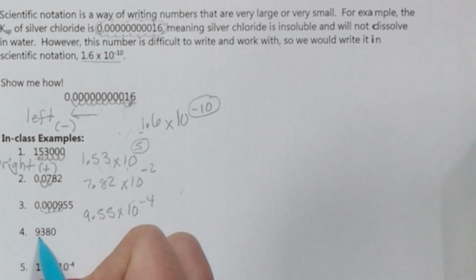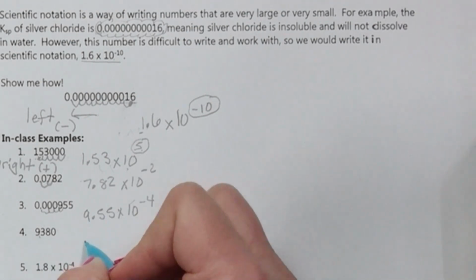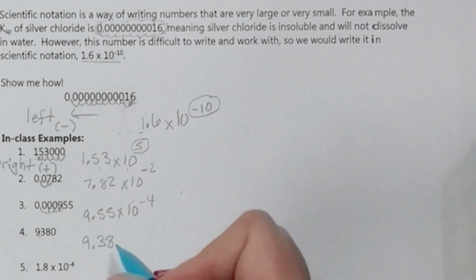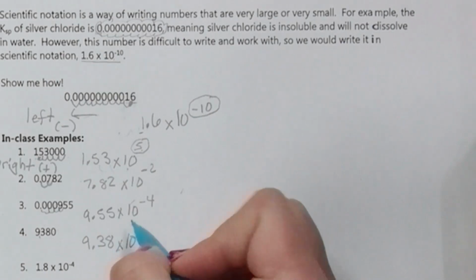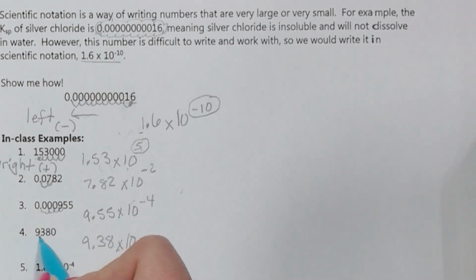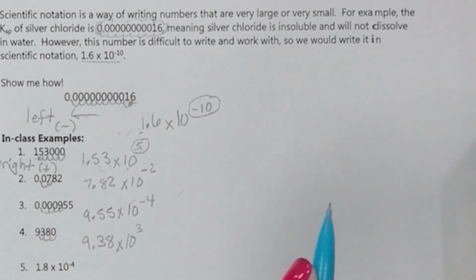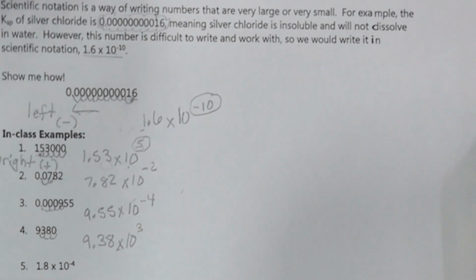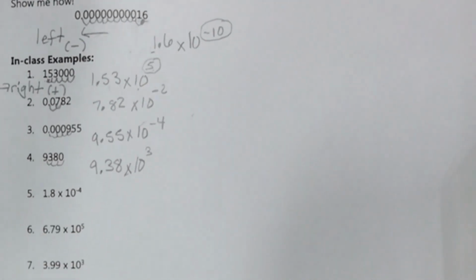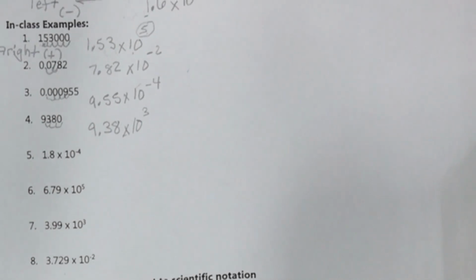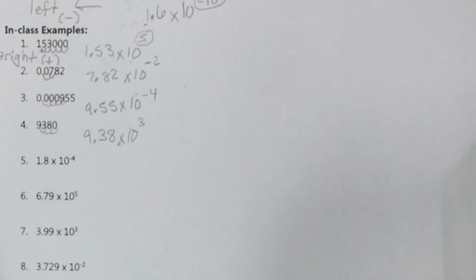All right, my next example. My decimal is going to go in between the 9 and the 3, 9.38, and this will be times 10. My decimal place moves to the right 1, 2, 3 times. The right is a positive 3. So going from standard to scientific notation, I think is pretty straightforward. Students tend to struggle the most when we are going from scientific into standard notation.